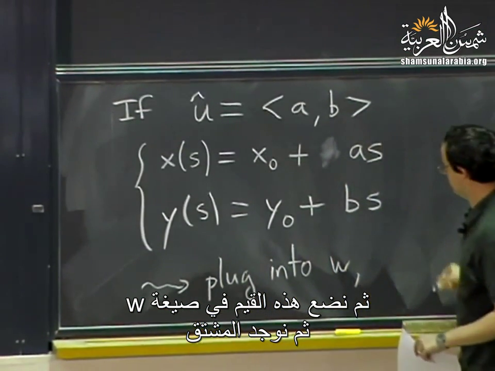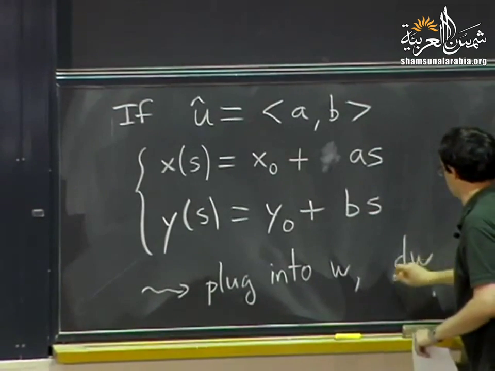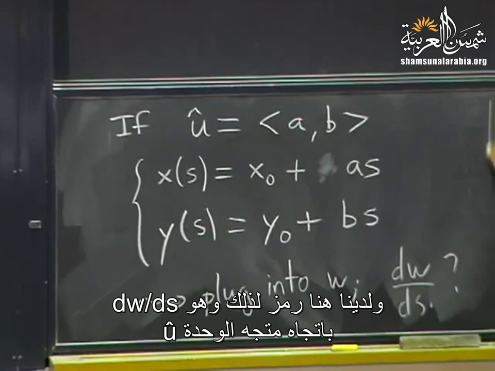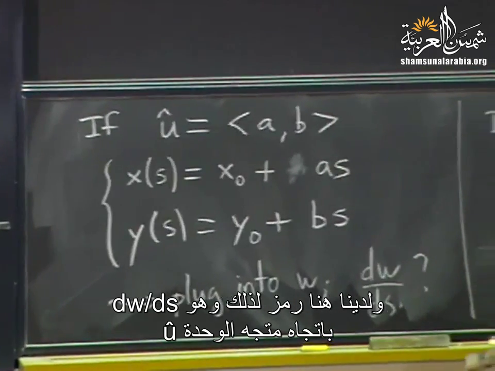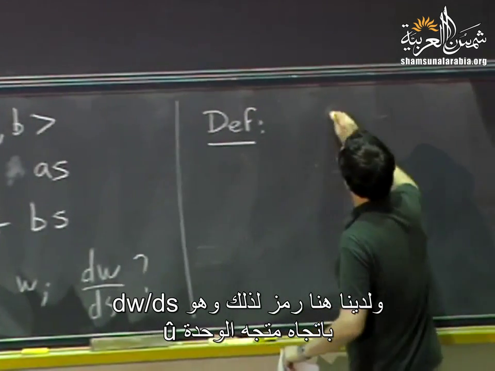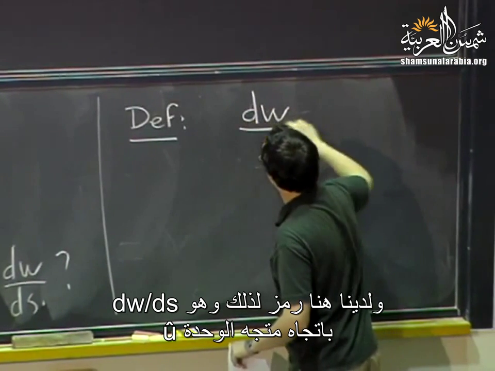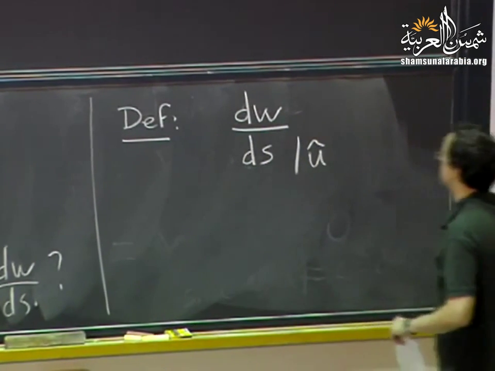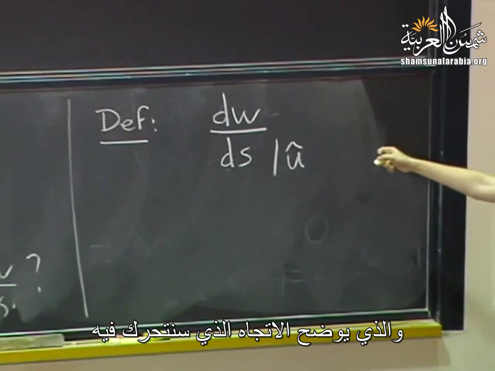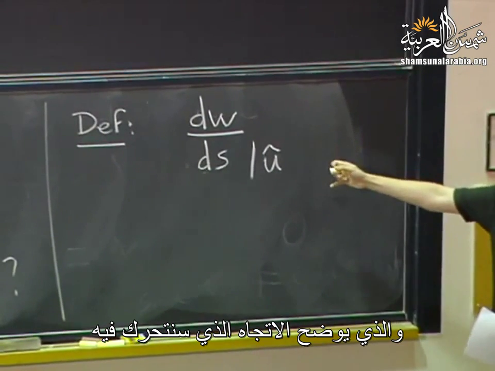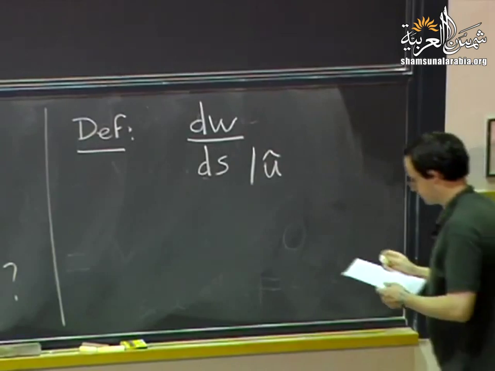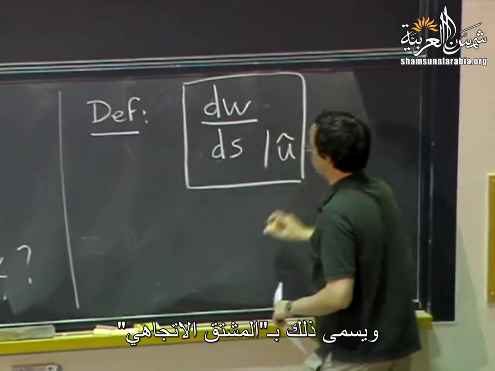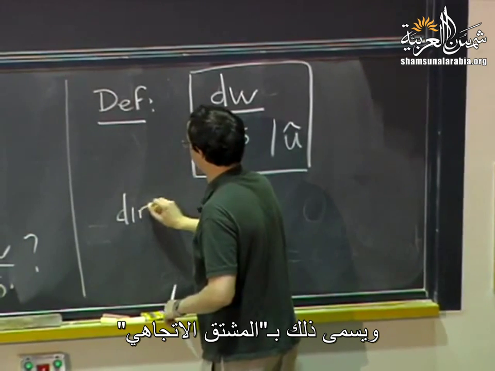And then we take the derivative. We have a notation for that, which is going to be dw ds with a subscript u, in the direction of u, to indicate in which direction we're actually going to move. And that's the directional derivative.